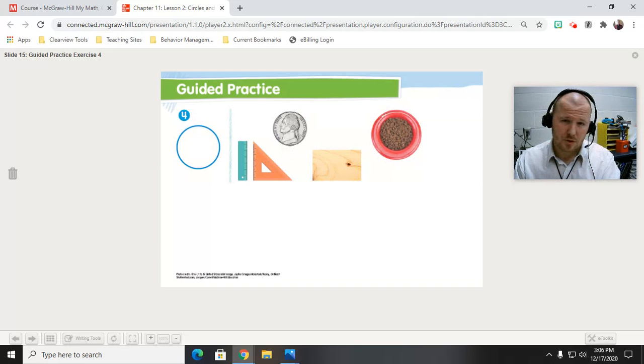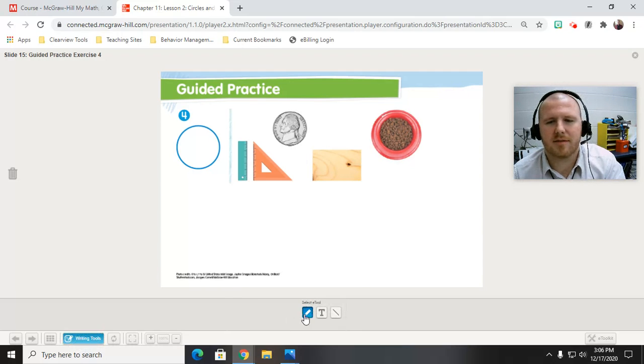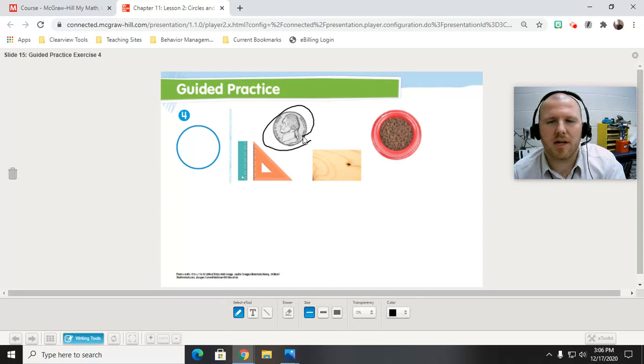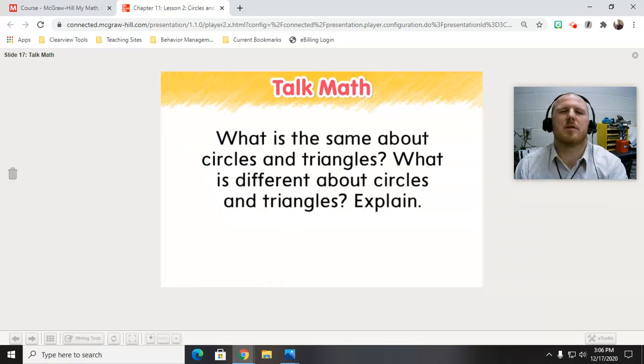Now, we're in the circle territory here. So let's take a look. Okay, I know. This is super easy, guys. We have our nickel right here. Coins are circles. And this looks like a bowl of dog food. I'm not hungry enough to eat that. But let's see. This is a triangle. This is a rectangle. And this is a rectangle. So not going to worry about that. I have a feeling that you guys are not going to have such a hard time with this.